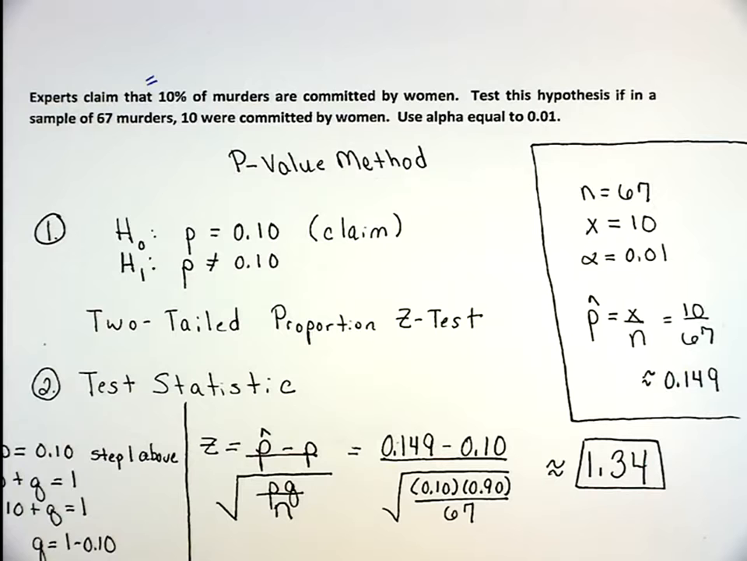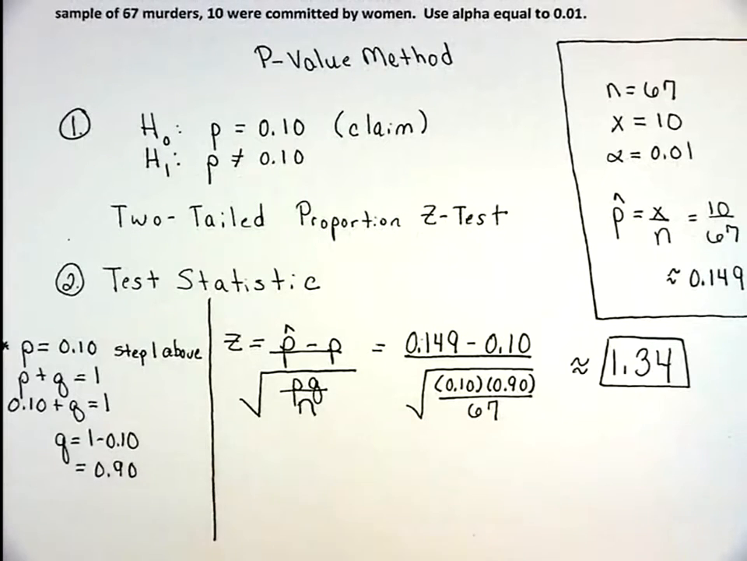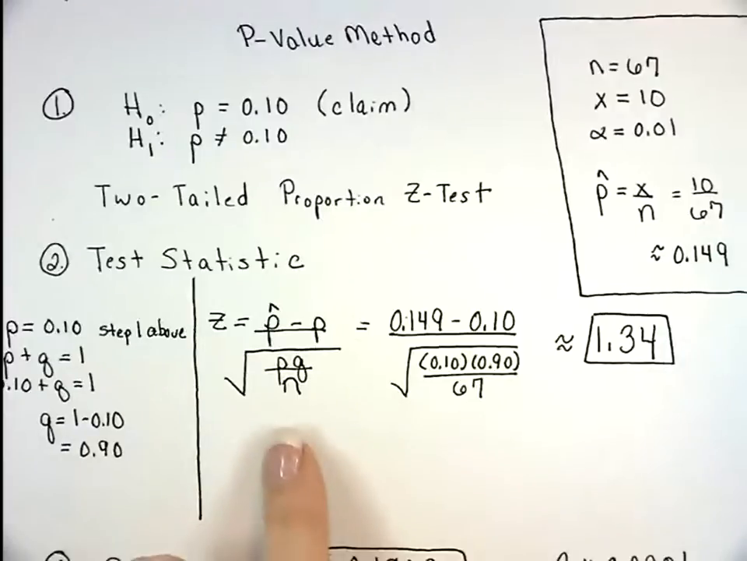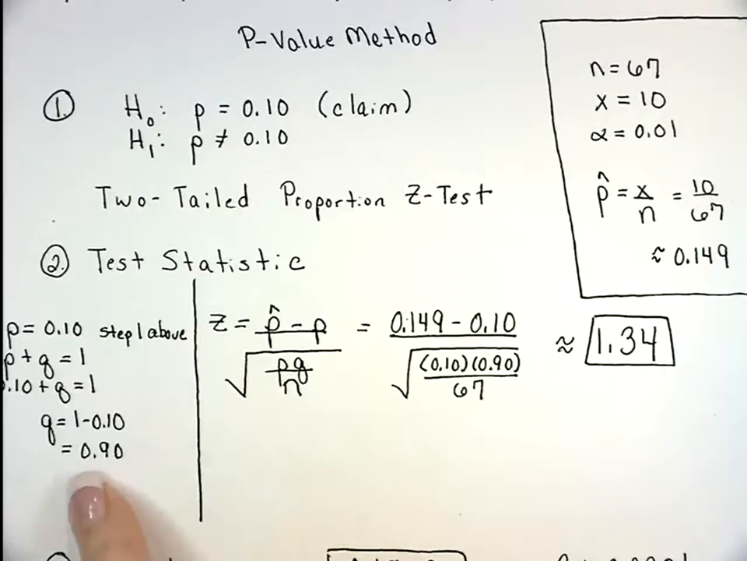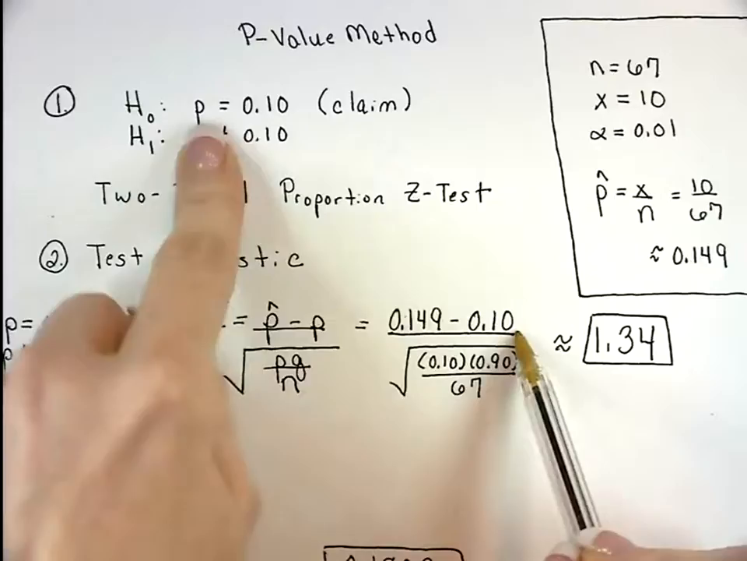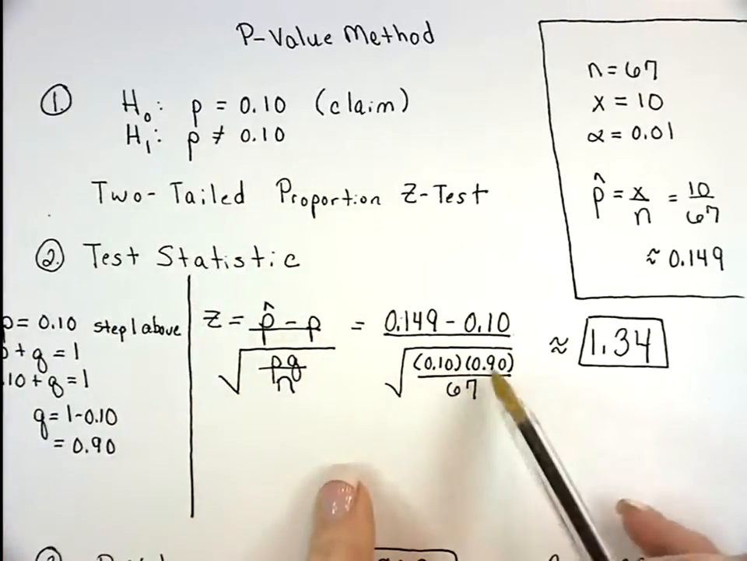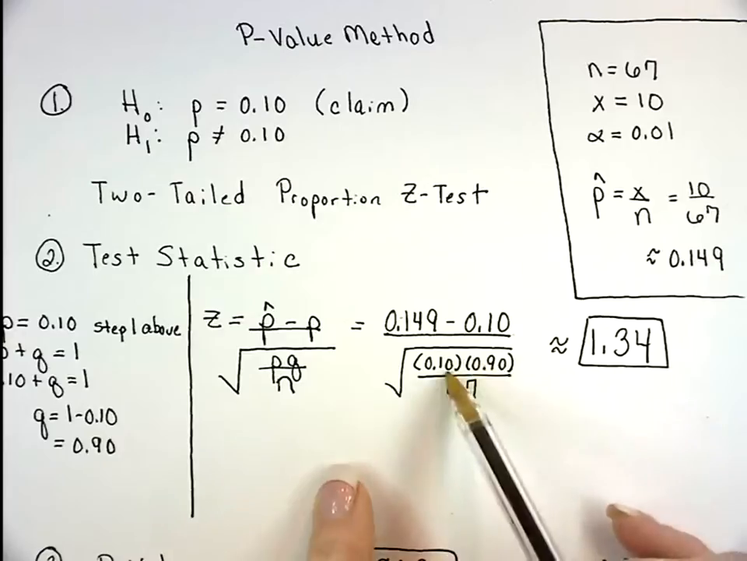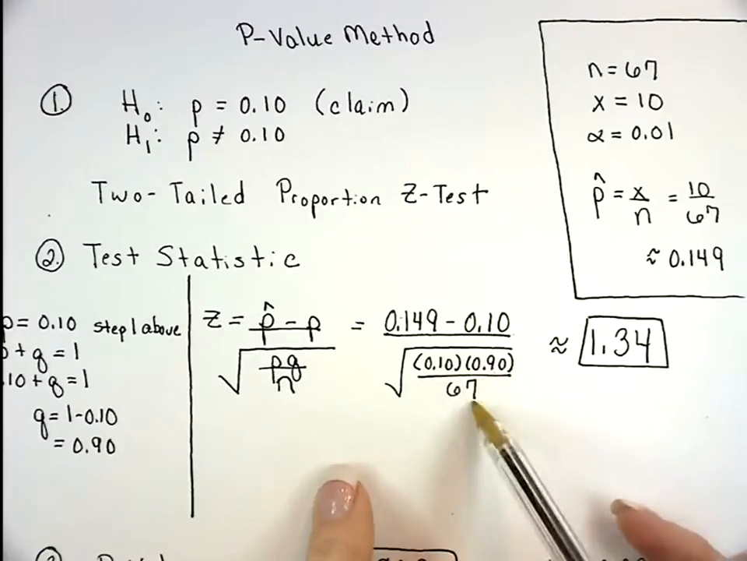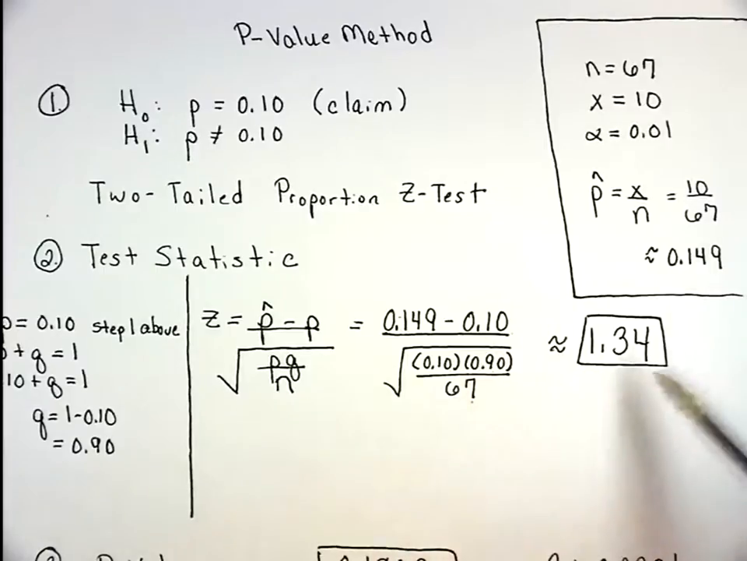It is exactly 10%. The second step of the p-value method, where we don't find critical values, would be the formula here. And if the claim p is 10%, then q has to be 90%. So p hat, 0.149, minus my claim of 10%, divided by the square root of my claim times q. So p plus q must equal 1. The claim is 10%, q is 90%, divided by 67. Put this in your calculator, and you should receive a test statistic of 1.34.